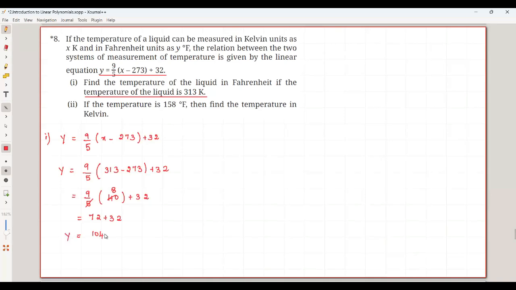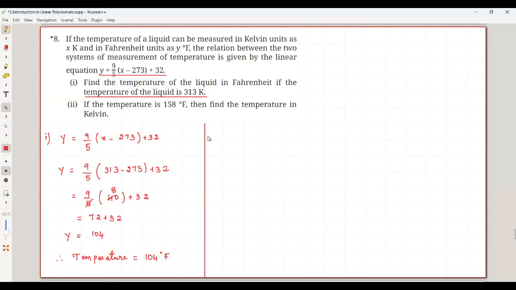Now the y value, y is equal to 104. That means the temperature of the liquid in Fahrenheit, y, is equal to 104 degrees Fahrenheit. Therefore, the temperature is equal to 104 degrees Fahrenheit. The first question's answer is over. Now the second one.